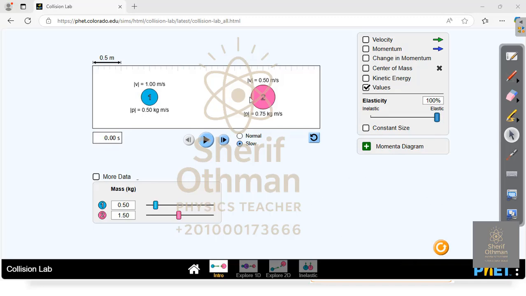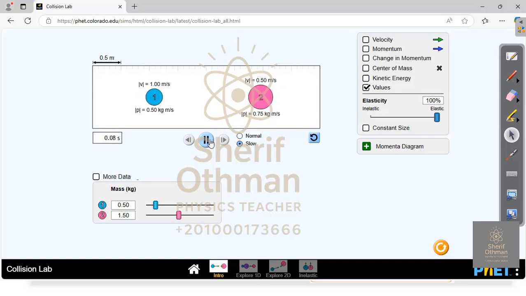We have two objects, object number 1 and object number 2. Object number 1 has a mass of half a kilogram, and object number 2 has a mass of 1.5 kilograms. They are going to collide with each other with elasticity 100%, so the system is closed and isolated. The total momentum before collision is 0.5 kilogram meter per second and 0.75 kilogram meter per second. So the total momentum is 1.25 kilogram meter per second.